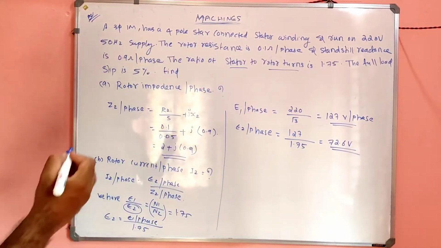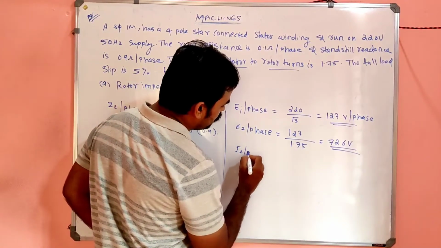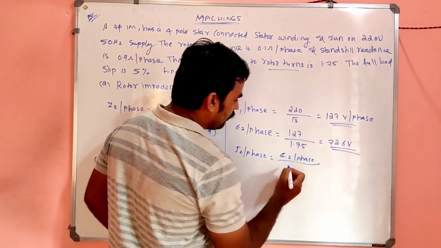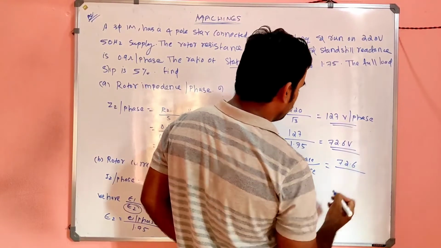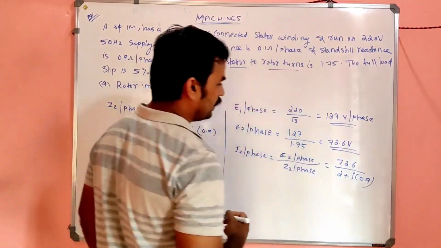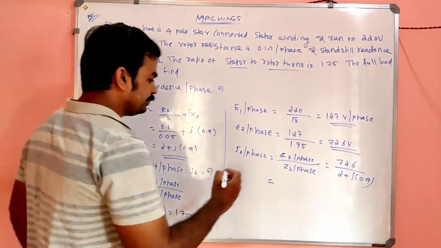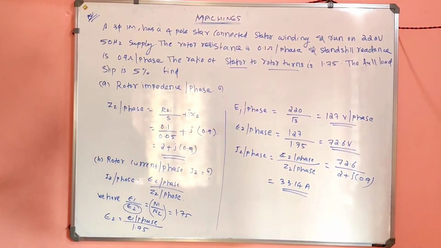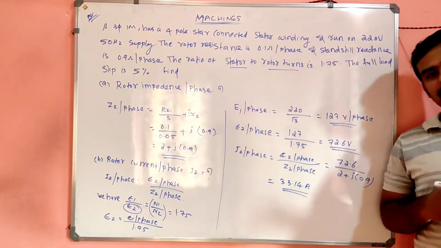You can do it by yourself. You will get 72.6 volt. So now you have the value of E2 per phase. It is very easy to find I2 per phase, which is nothing but E2 per phase divided by Z2 per phase. So it is 72.6 divided by Z2, 2 plus j 0.9. Am I correct? You will get nearly 33.14 ampere.